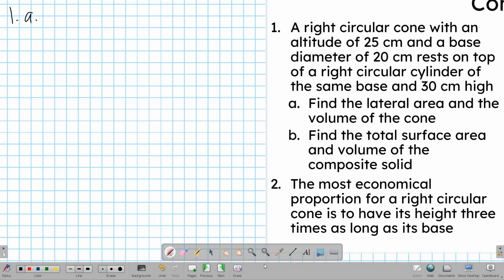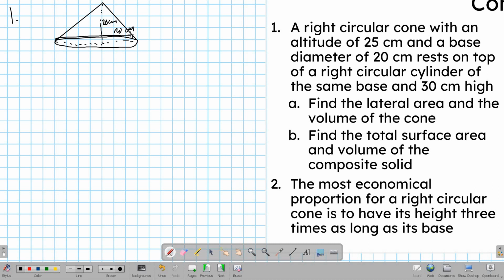So we are told we have a right circular cone with an altitude of 25 meters and a base diameter of 10 meters that rests on top of a right circular cylinder of the same base and 30 centimeters high. So we don't have just a cone, but an entire figure composed of two solids. We have a right circular cone. Let's draw our right circular cone here, with its circular base. It tells us that the altitude of our right circular cone is 25 centimeters and the diameter is 20 centimeters.